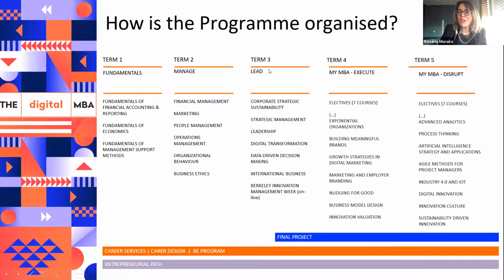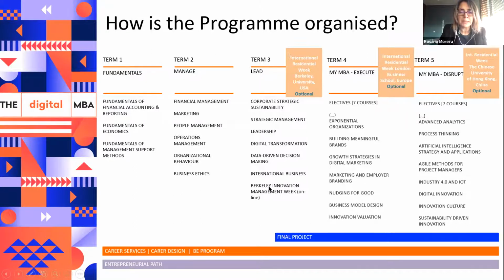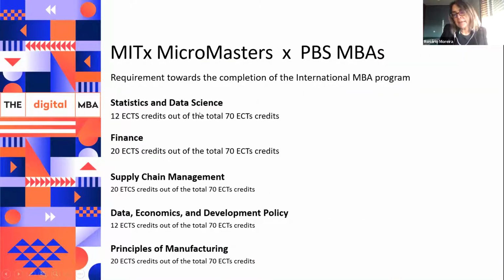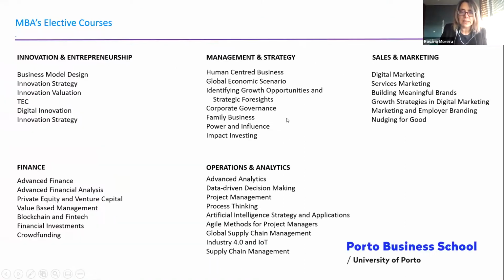The journey of the students is similar. My MBA is fundamentals, manage, lead, and then disrupt. All the presential international weeks are optional. It is included an international week fully online. This year it is at Berkeley, but it could also be in another university. Again, it's similar, 12 ECTS out of 70 ECTS credits.